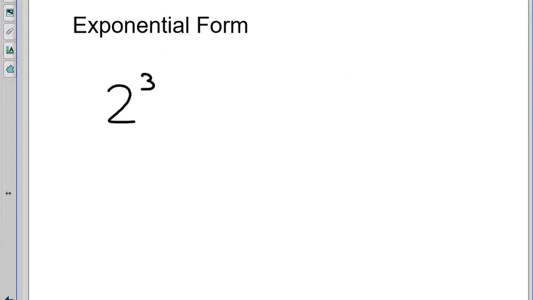So this is an example of exponential form. It's just a way to write a number differently. This is 2 to the third power. To change that to standard form, the base, which is this bottom number, is the factor. And the exponent, this little number up here, tells you how many times you are multiplying them together. So 2 times 2 is 4, times 2 is 8.